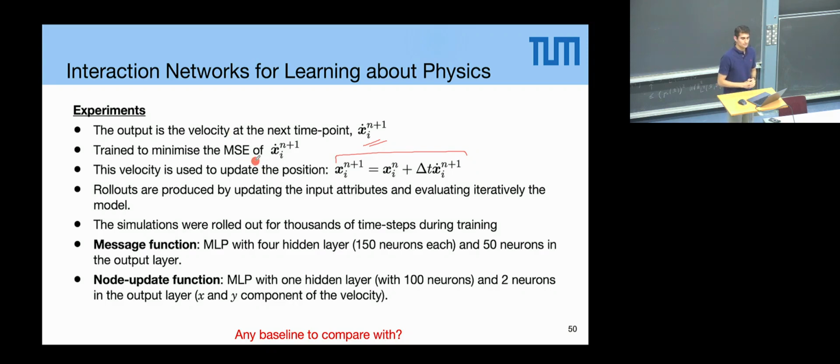During training, in their setting, they were only doing one-step prediction. They were not doing rollouts, and they trained to minimize the mean square error between the predicted velocity and the target velocity.